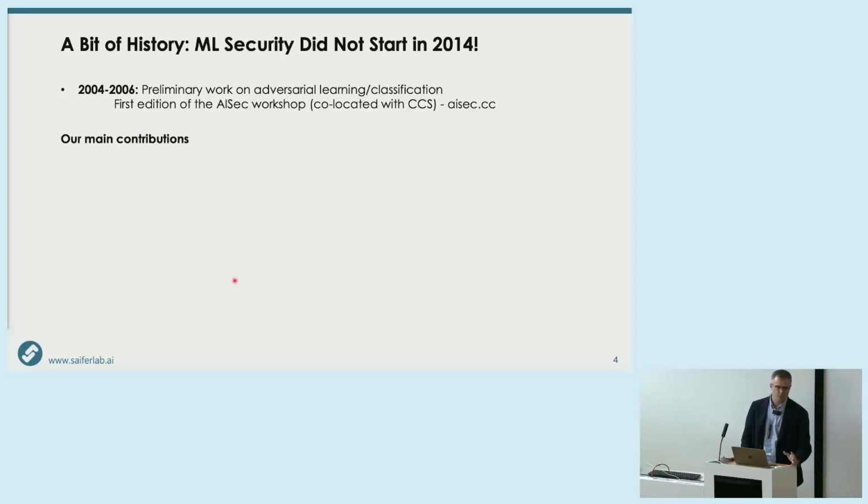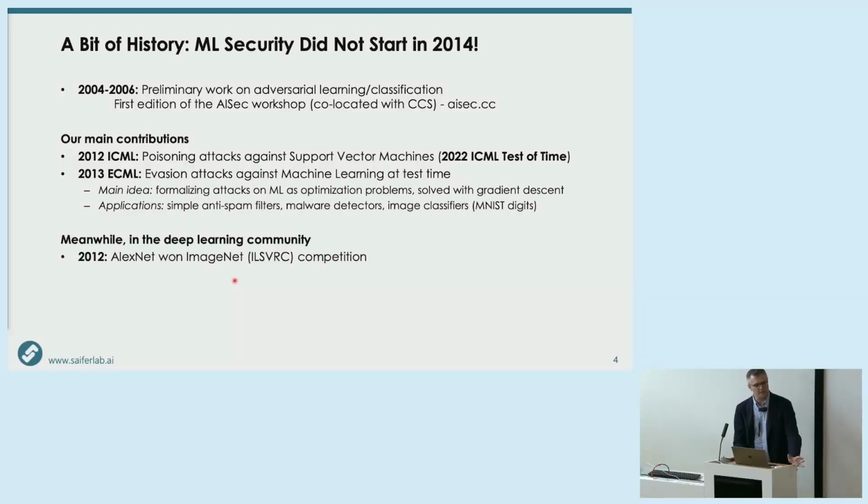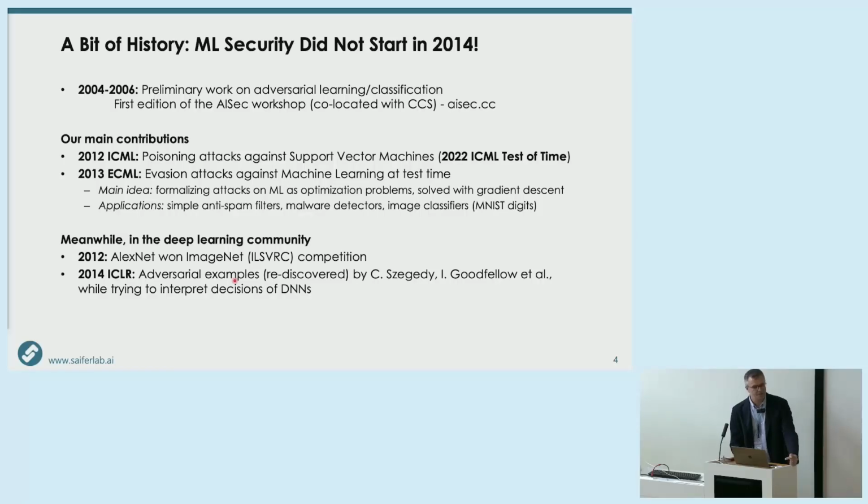Then we contributed by formalizing attacks on machine learning models as optimization problems. We started from poisoning, and then we came up with a simpler idea of attacking models at test time. Up to 2012-13, people knew how to attack linear and nonlinear models, but nobody attacked deep learning models. Meanwhile, in 2012 there was the boom of deep learning with AlexNet winning the ImageNet competition, and then the very famous paper from Szegedy and Goodfellow that popularized the area, where they defined the notion of adversarial examples. But the idea of formalizing attacks as optimization problems and solving them with gradient descent or gradient ascent was much before that.